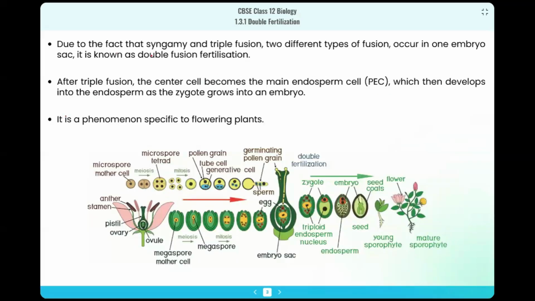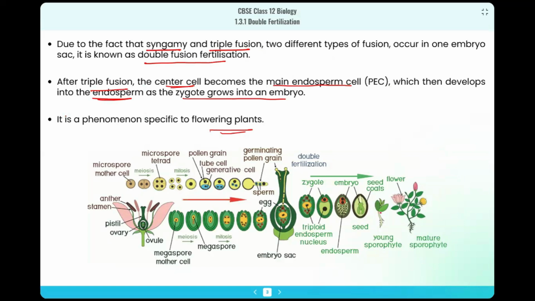Now, due to the fact that syngamy and triple fusion, two different types of fusion, occur in one embryo sac, it is known as double fertilization. After triple fusion, the central cell becomes the primary endosperm cell, which then develops into the endosperm as the zygote grows into an embryo. And it is a phenomenon specific to flowering plants.